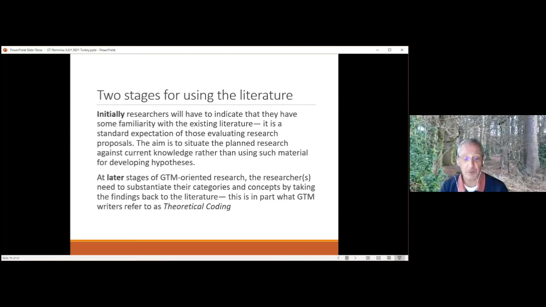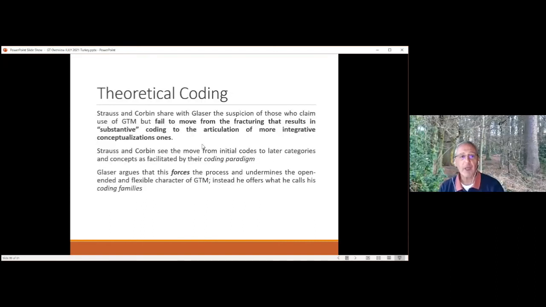And I've had several students who've done their initial literature review, they've done their research, they've produced their model, and they then said, my model has taken me to an area which isn't the area I thought I was starting with, so I need to look at a different literature, okay? And this is what's called part of theoretical coding. This is putting your work back together, okay?